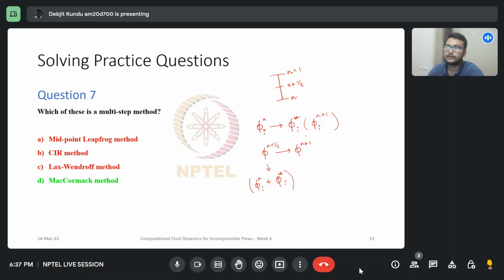In two steps we can use BTCS once and FTCS once. In what order we do doesn't matter. For the first step we can use BTCS, and in the second one we can use FTCS. Similarly, we can do it in the other order: in the first step we can use FTCS, and then in the second one we can use BTCS. Both are applicable. So this is what MacCormack method is. It's a multi-step method in which we use two steps, and these are how those two steps are executed. All right.